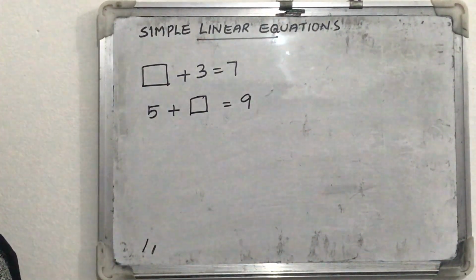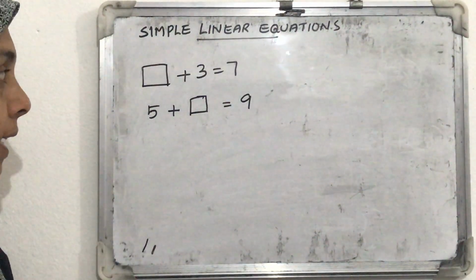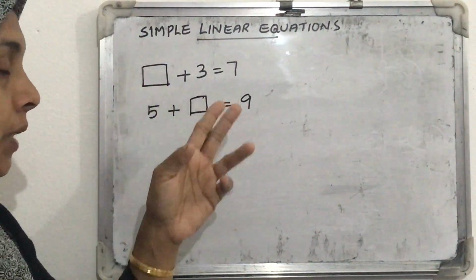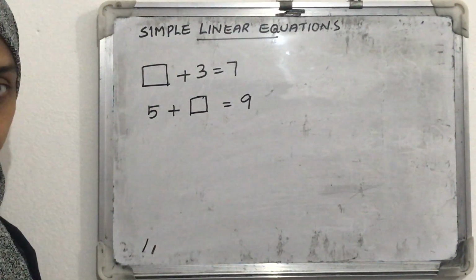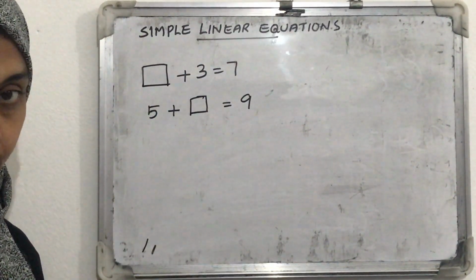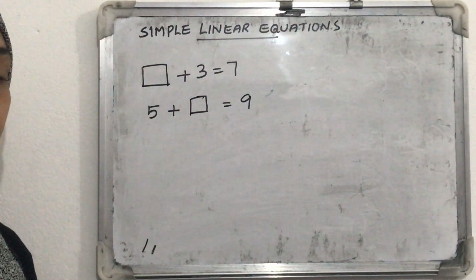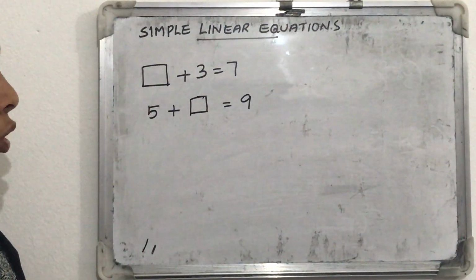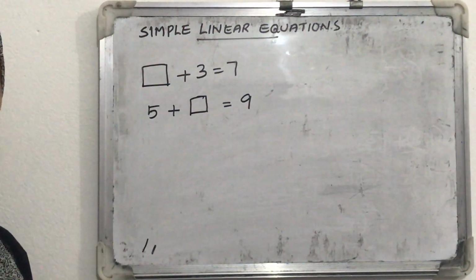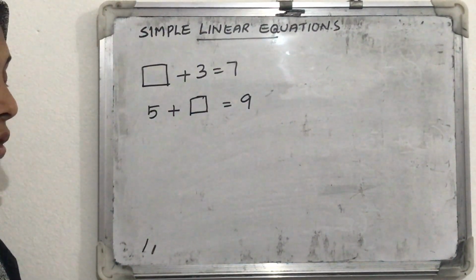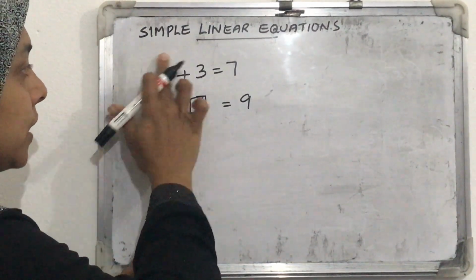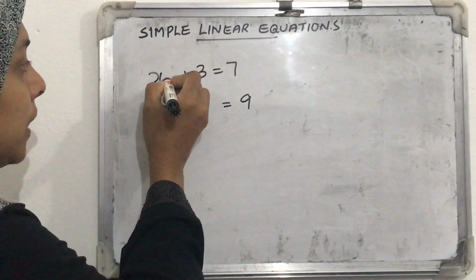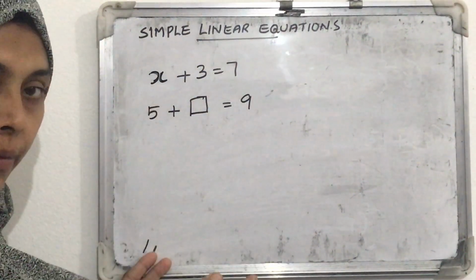That also we learned in lower classes, and we find its answer as 4. 3 plus 4 equals 7, 5 plus 4 equals 9. So when we use this in algebra, instead of the box we use English alphabets. Any variable we can use here. Instead of the box we can write x plus 3 equals 7.